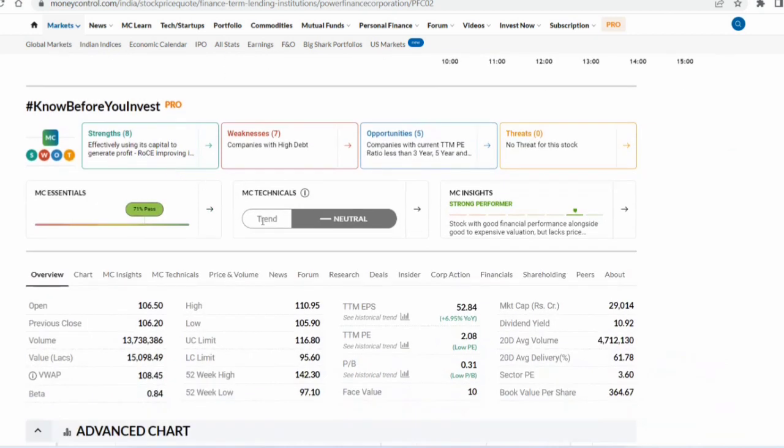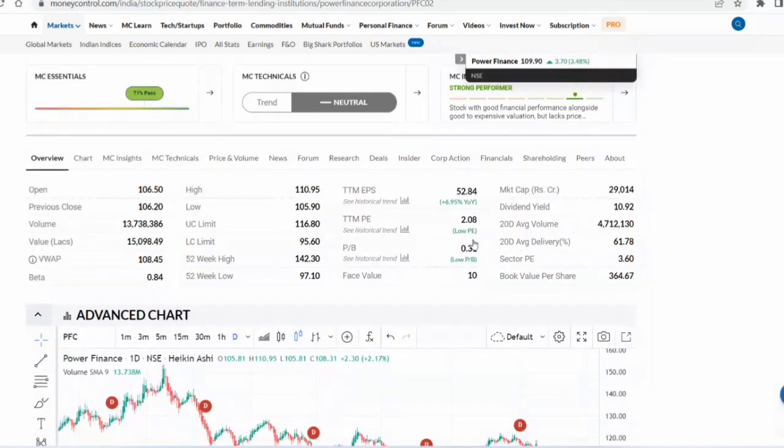What intrigued me was really the MC insights, which indicates the overall company strength, which is a strong performer. Then I came across these stats. If you look at the EPS, it's 52.84, which is growing almost 7% year on year, right? If you look at the sector PE, it's 3.6, but compared to its PE, it's 2.8. So it's low compared to its sector, right?